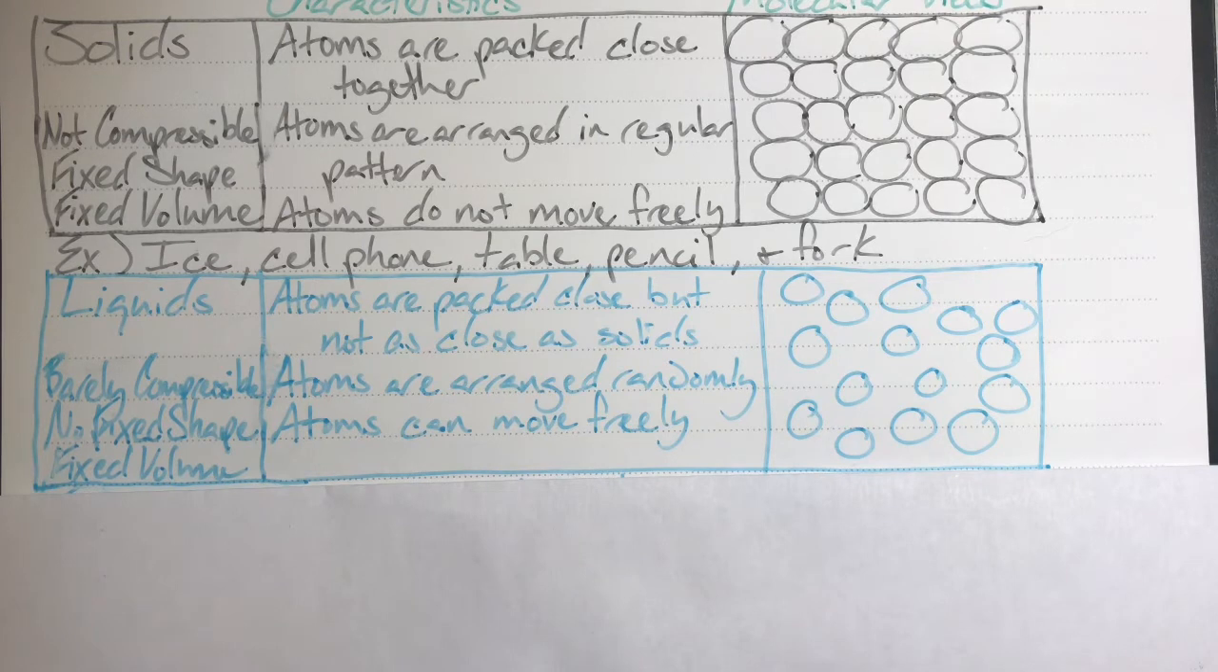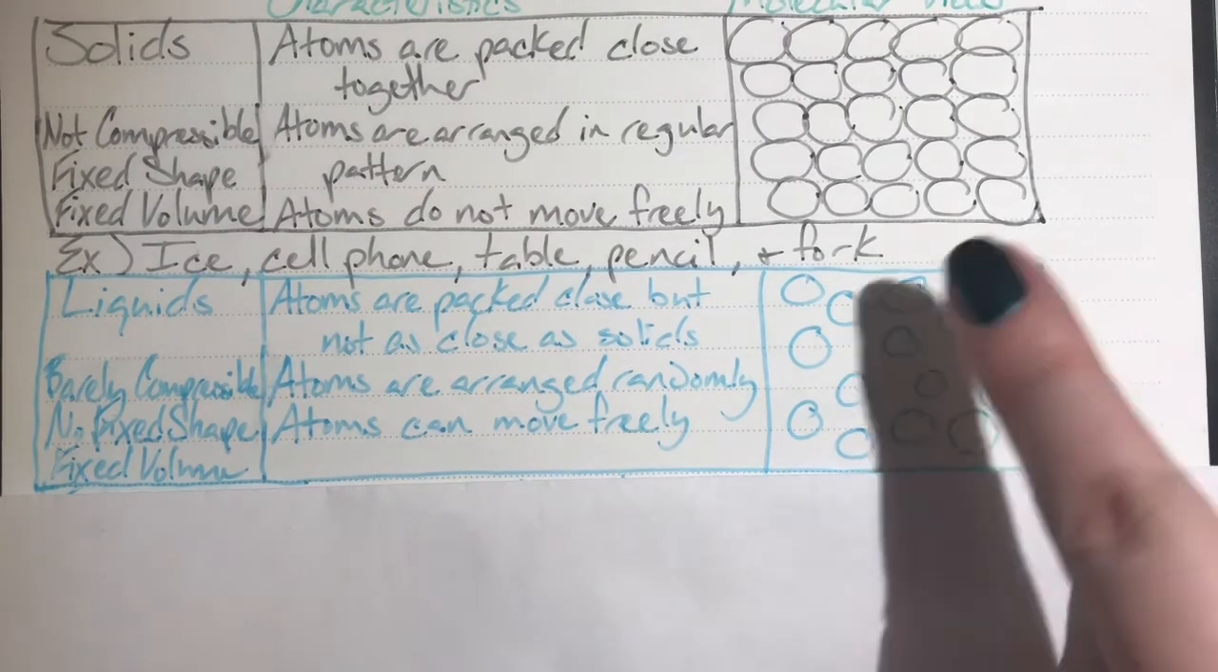However, I do have a fixed volume. Volume is how much space I'm going to take up. Liquids do have a fixed volume. It's why we're able to use measuring cups. If liquids did not have a fixed volume, then there would be no point in ever telling anybody to measure out half a cup of vegetable oil. For liquids, some more characteristics of them. My atoms are packed closely together, but not quite as close as my solids are. My atoms are going to be arranged randomly, and my atoms can move around pretty freely.